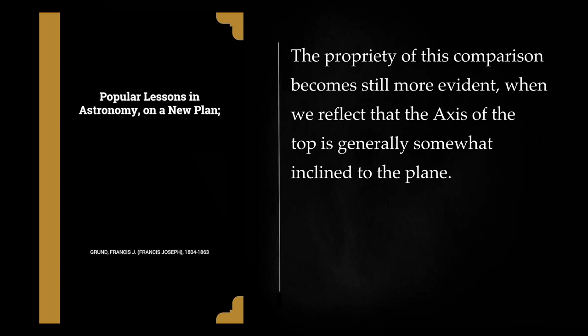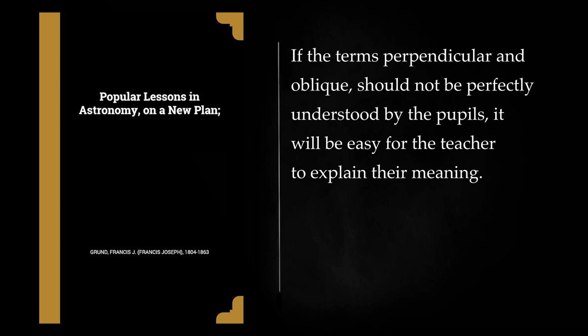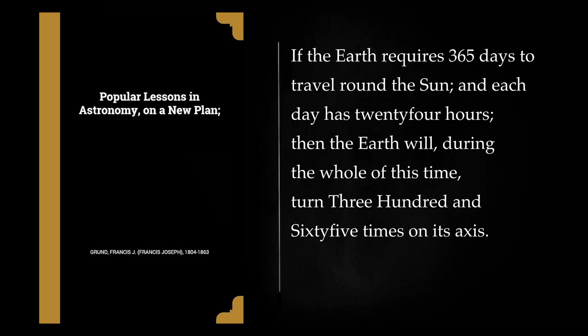Footnotes. The propriety of this comparison becomes still more evident, when we reflect that the axis of the top is generally somewhat inclined to the plane. If the terms perpendicular and oblique should not be perfectly understood by the pupils, it will be easy for the teacher to explain their meaning. If the Earth requires 365 days to travel round the sun, and each day has 24 hours, then the Earth will, during the whole of this time, turn 365 times on its axis.